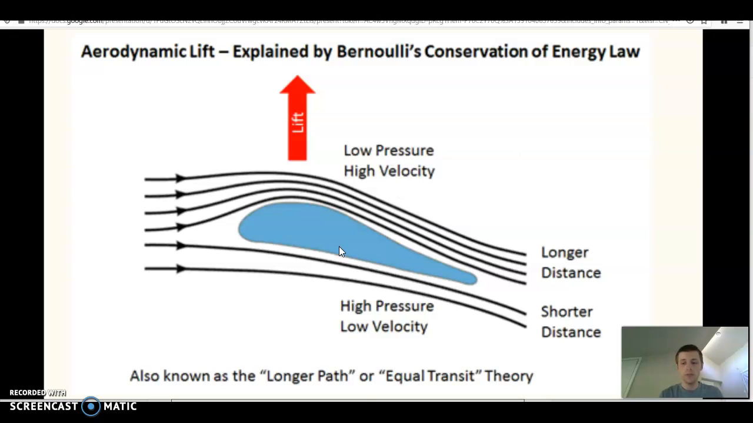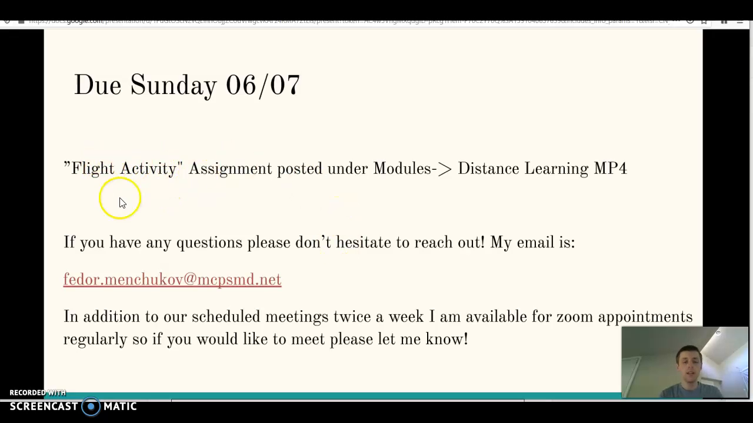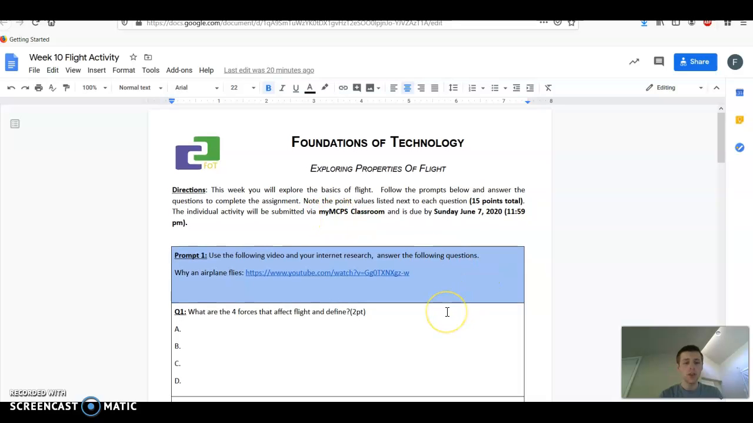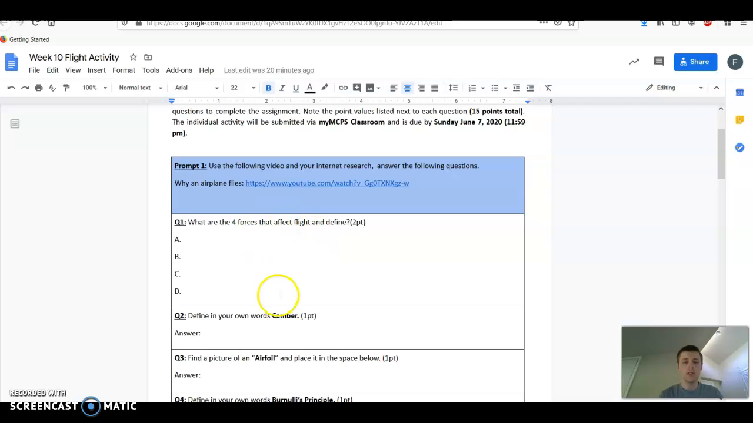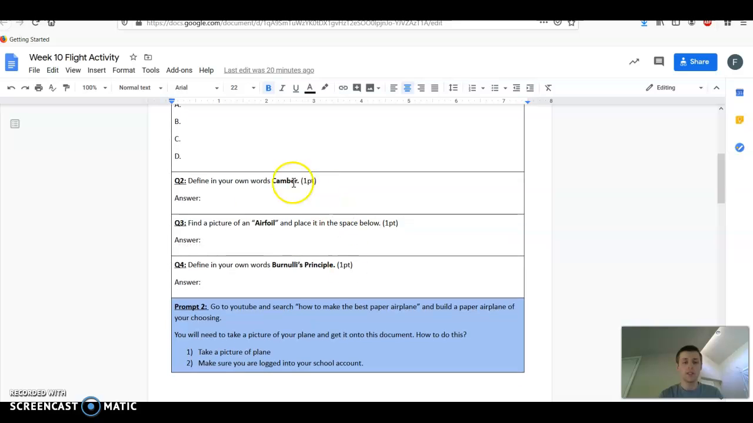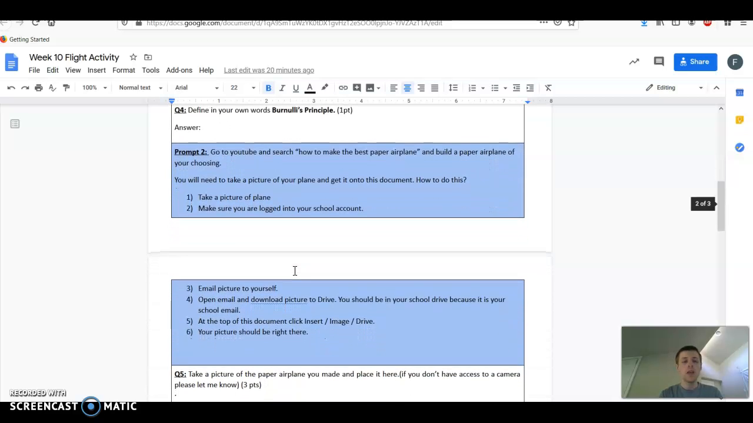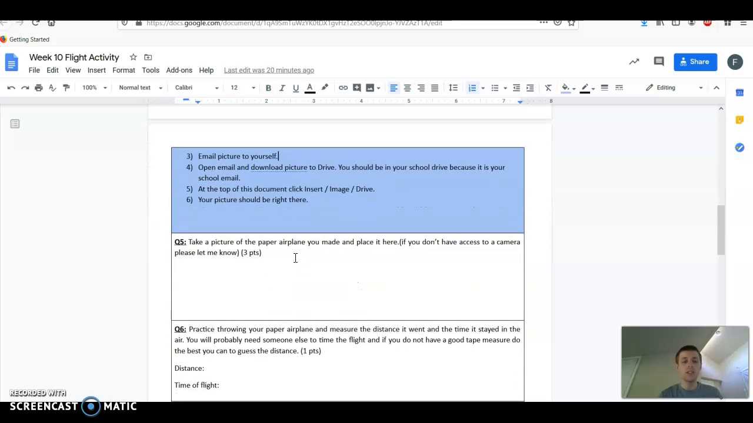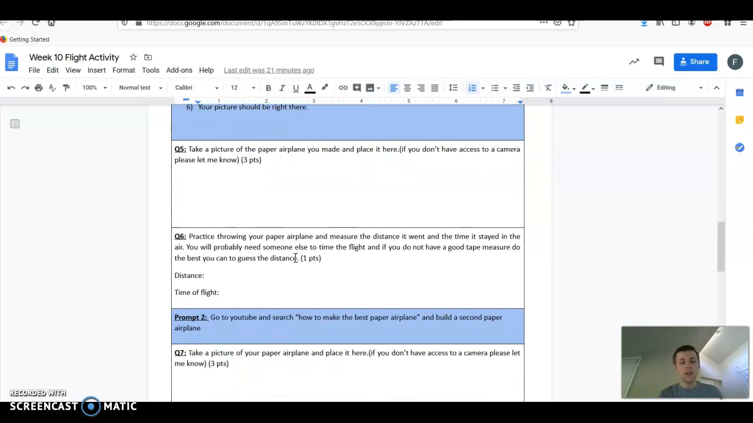Now, what are you going to do for me? You're going to be completing a flight activity, and you're going to research a couple of these ideas. We're going to look at a video that talks about these four forces we just talked about. We're going to talk about some things I didn't cover, but also airfoil, which is that shape we just looked at, and Bernoulli's principle. And then you're going to do some tests on your own. I'd like you to make two different kinds of paper airplanes and then go out and fly them. The idea is we just want to see what you think works best as far as paper airplanes go.